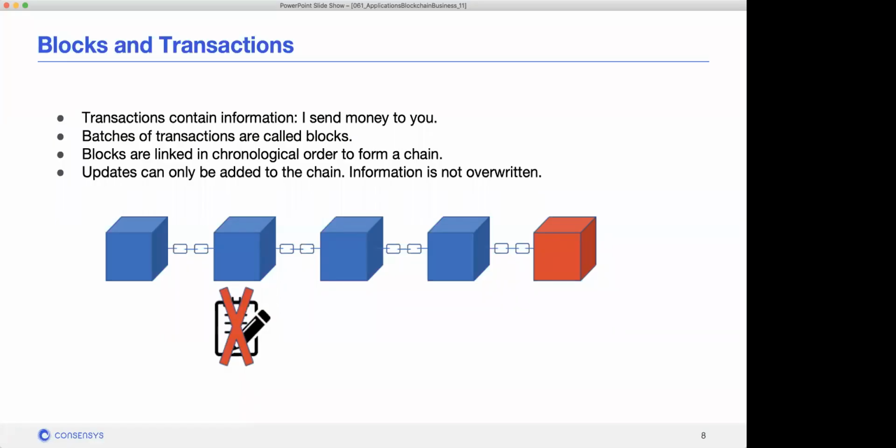And so blockchain, so you've got transactions. And so a transaction might be something like, I want to send some money to you. And so batches of transactions are combined into blocks. And the blocks are linked together in order, so in chronological order, to form a chain. And so if you want to update some information in the chain, you've got to do it at the end. So you can only put new transactions into the last block at the end of the chain. You can't modify a transaction in the middle.